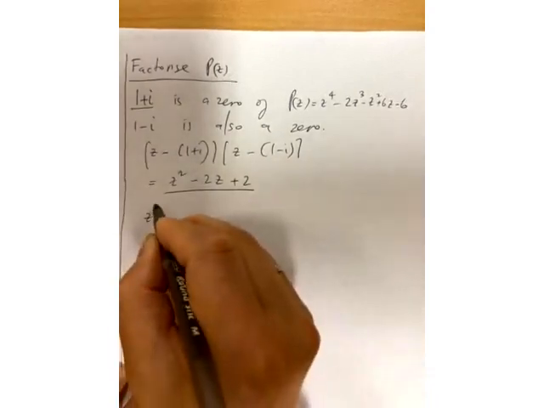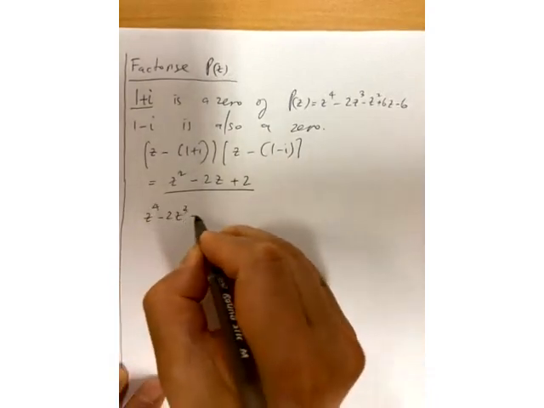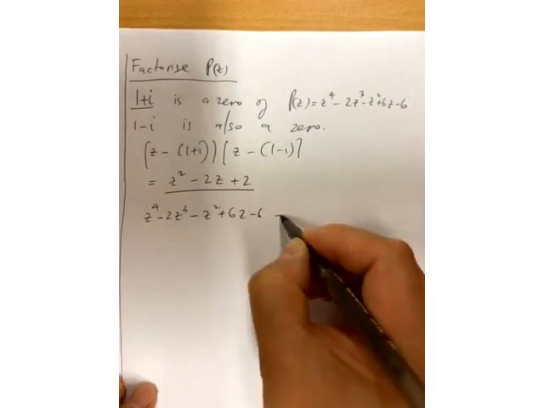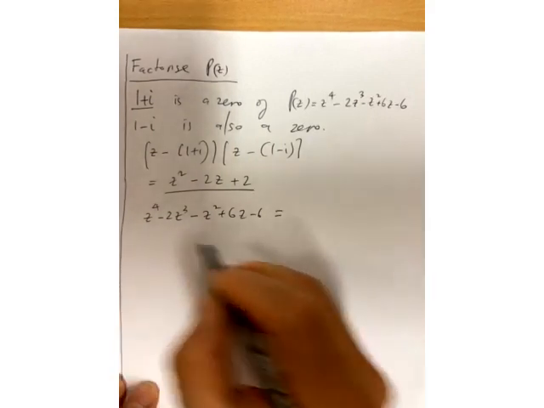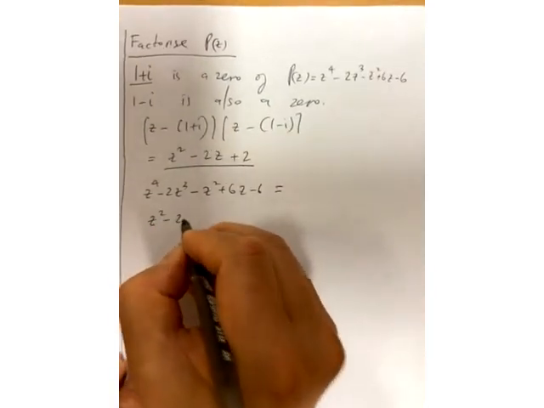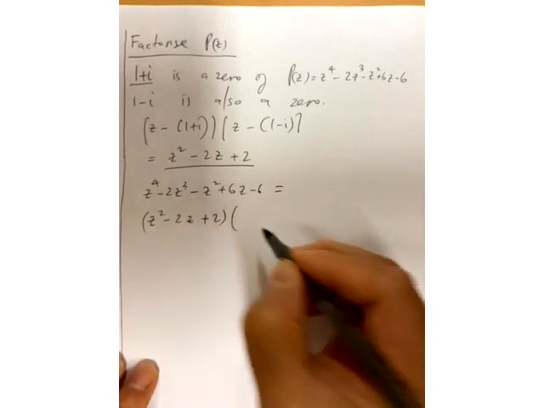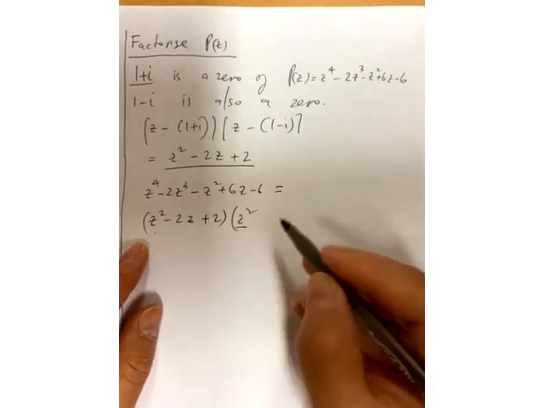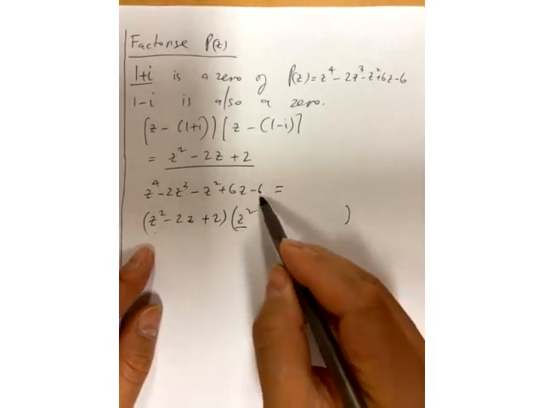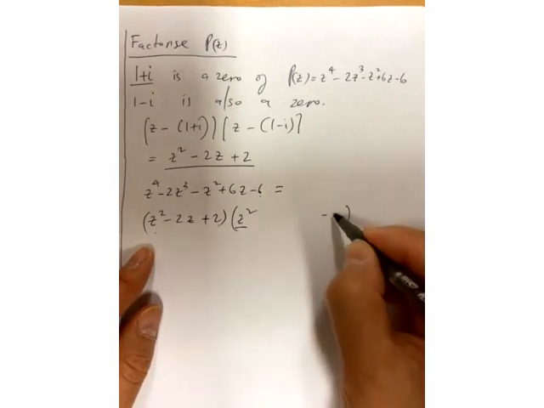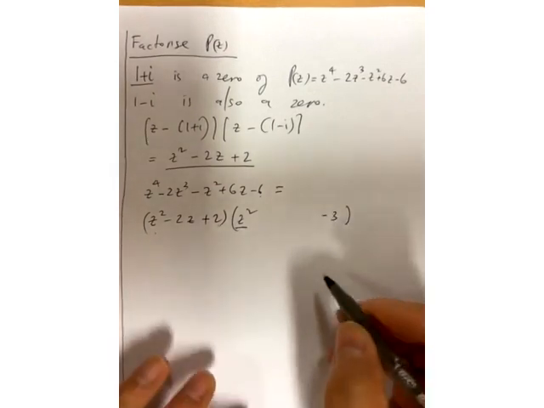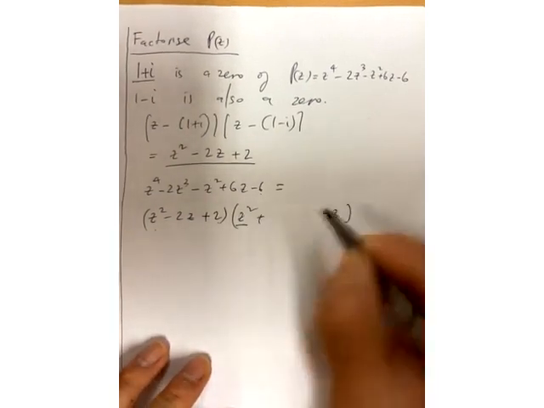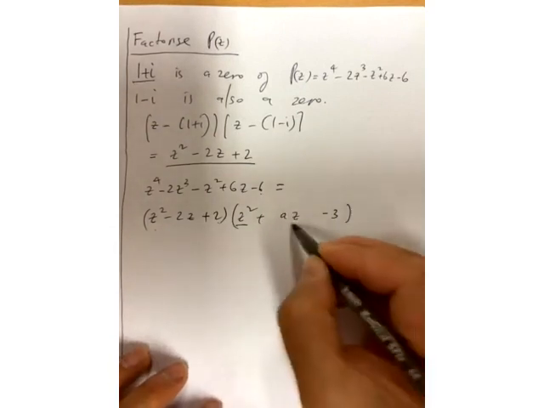So then you go, all right, z to the 4 minus 2z cubed minus z squared plus 6z minus 6. I'm about to do what is called, by the way, quick division. You've heard of long division? This is short division. So z squared minus 2z plus 2. Of course, z to the 4 divided by z squared, you get z squared. That's the first guy. And of course, 6 divided by 2, you get minus 3. Using another thing called the integer root theorem, or not really. But anyway, that's quick division.